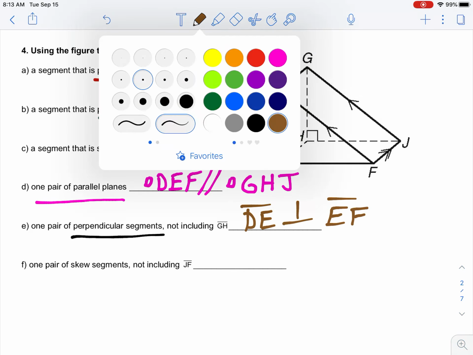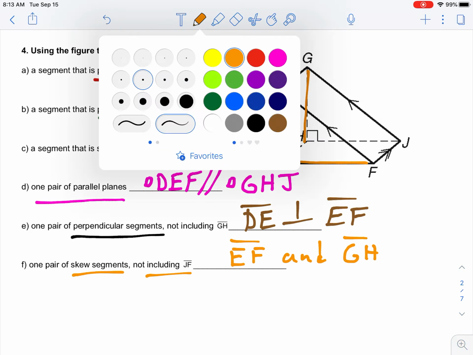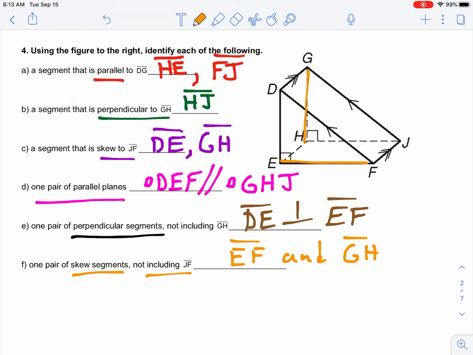All right, last one. Name one pair of skew segments not including JF. So we can pick any line. Let's say I picked EF, and there's a lot of different answers you could use here. For EF, I want to find a line that's not touching it and not parallel. So I could use GH. Again, your answers may vary. If they ask you to pick one, you pick a line and then pick something away from it that's not touching and not parallel.